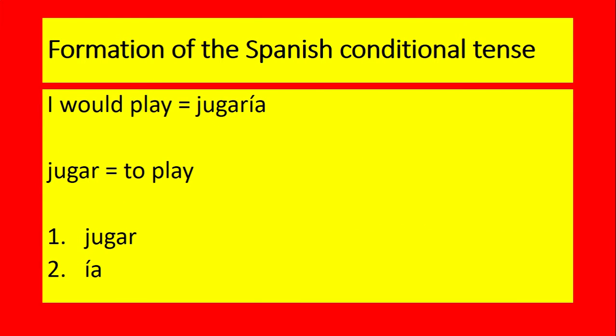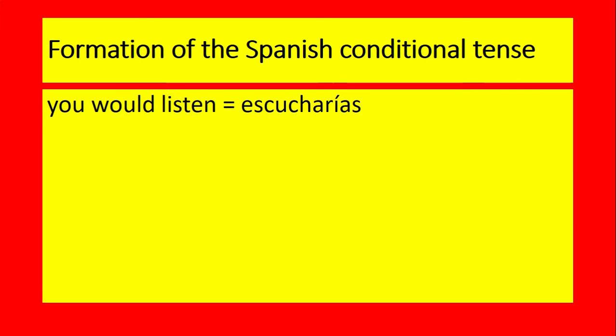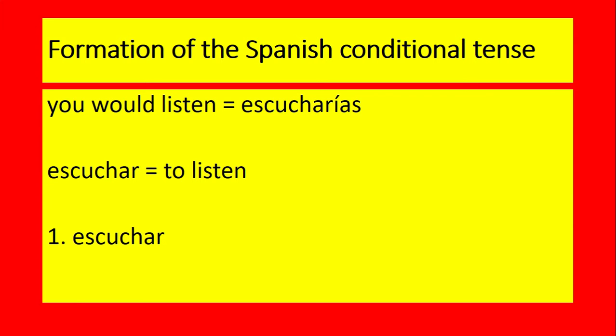So I would play: jugaría. Jugar is the infinitive, straight out of the dictionary, and then I is the first person singular, so that's the first ending from that list. So ía, jugaría, easy. You would listen is escucharías. So again, escuchar is the infinitive. So grab the infinitive, and you. Well, let's assume that this was a you singular. That's the second person singular, so that's the second ending from that list. Add on the ías to make escucharías. Easy.